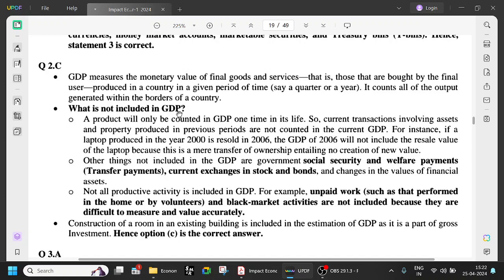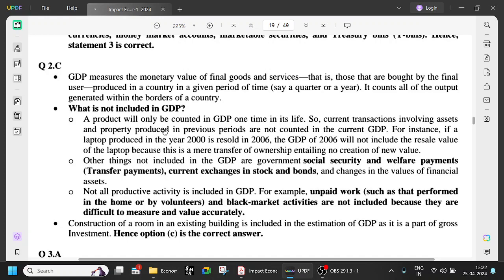What is not included in GDP? A product will be counted in GDP only one time in its life. So current transactions involving assets and property produced in the previous period are not counted in the current GDP. Okay, so in the last year's financial statements, if for example there is a stock of 100 cars, and we have sold 50 cars and 50 cars are remaining, those 50 cars you will sell this year, but that will not be counted as part of GDP, because in the last year's GDP you have already counted 100 cars. Okay, if a laptop produced in the year 2000 is resold in 2006, then GDP of 2006 will not include the resale value of the laptop, because it is just a transfer of ownership.